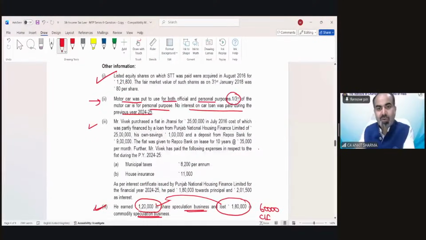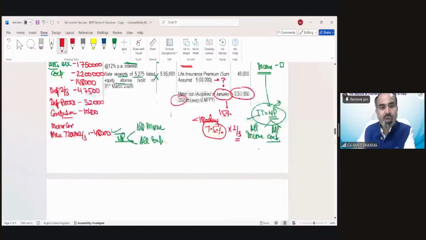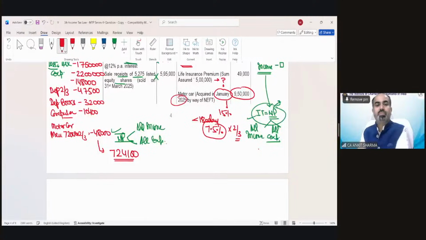So the amount of profit after doing all this income and expenditure would come to 7,24,100. 7,24,100 rupees would be my profit from this profession.